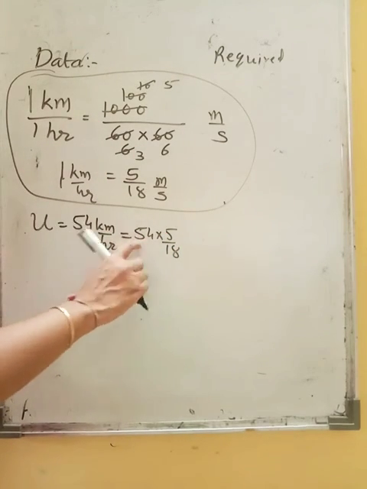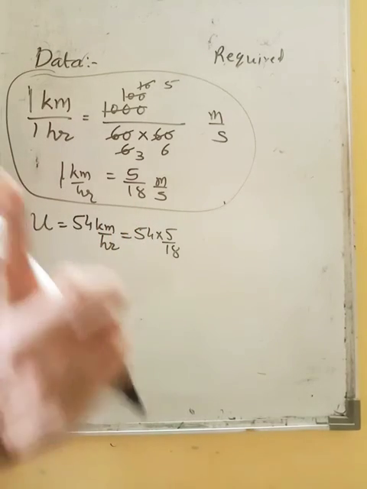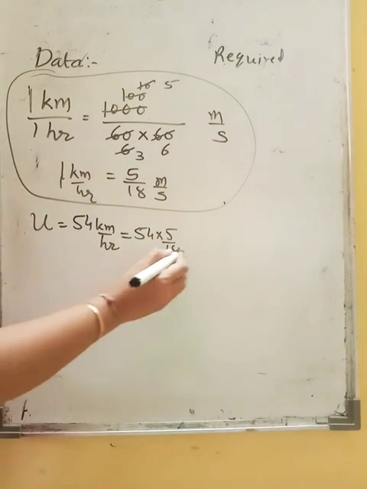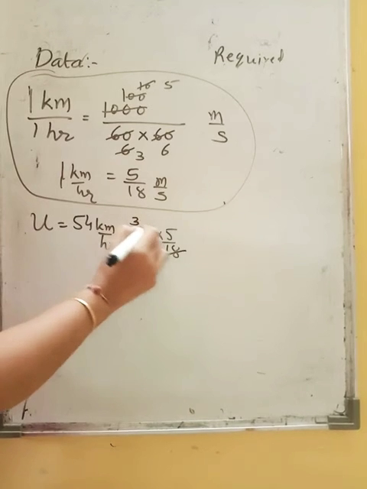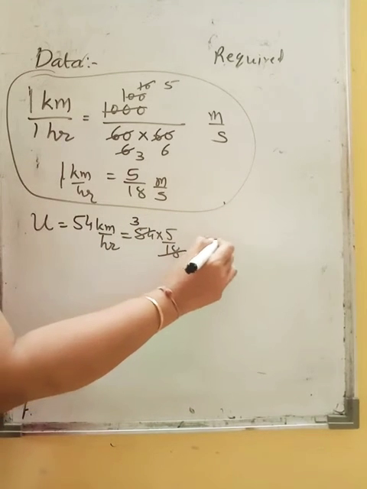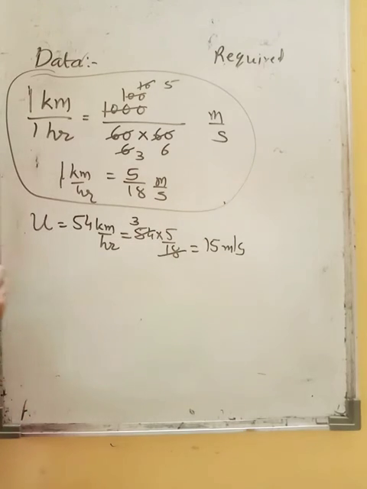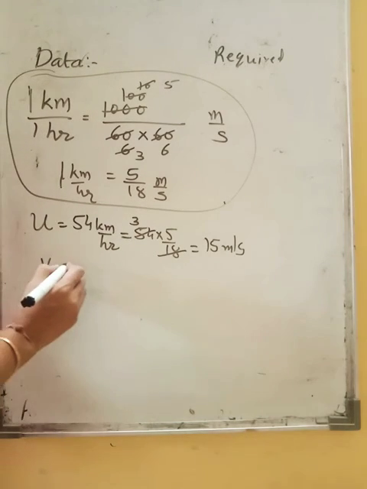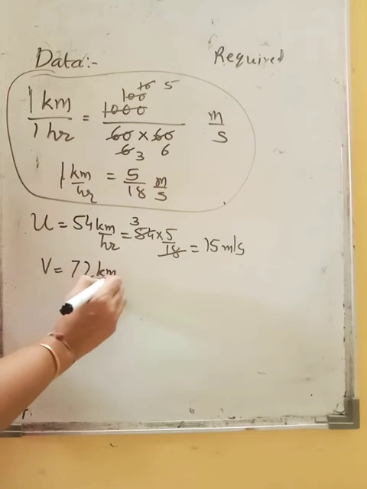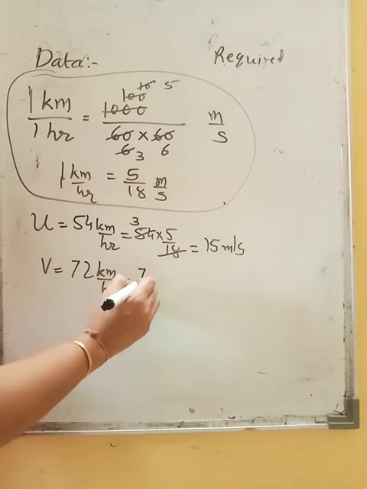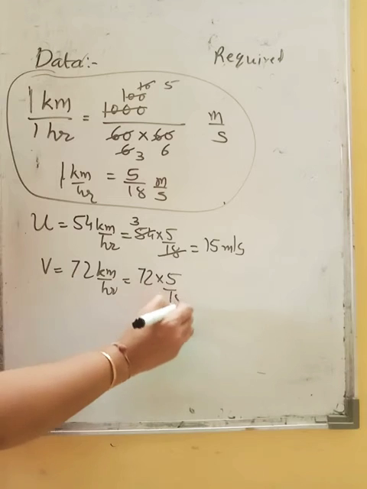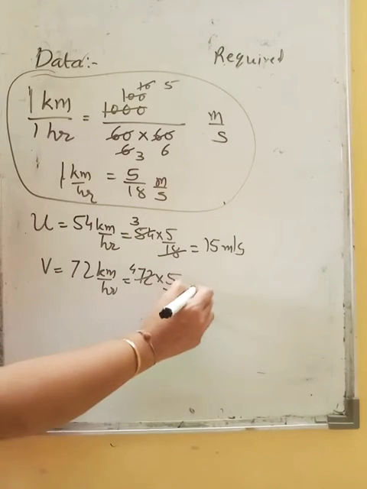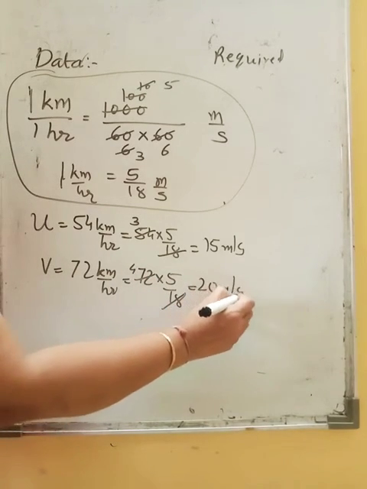Normally children, if you see ना, ये जो भी speed देते हैं ना, they are giving the multiple of 18 only. 18 3s are 54. So 15 meters per second. Now v how much given? 72 kilometers per hour. So 72 multiplied by 5 by 18. So you have 20 meters per second.